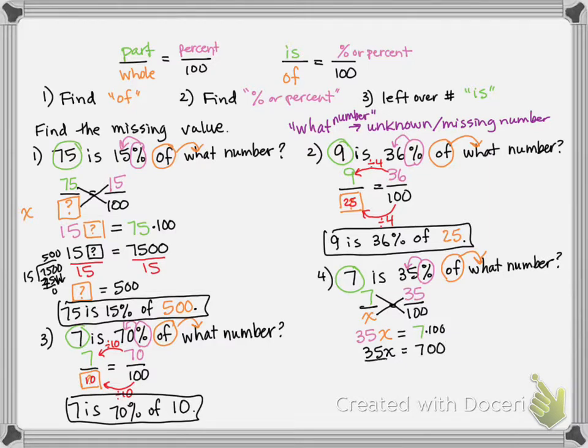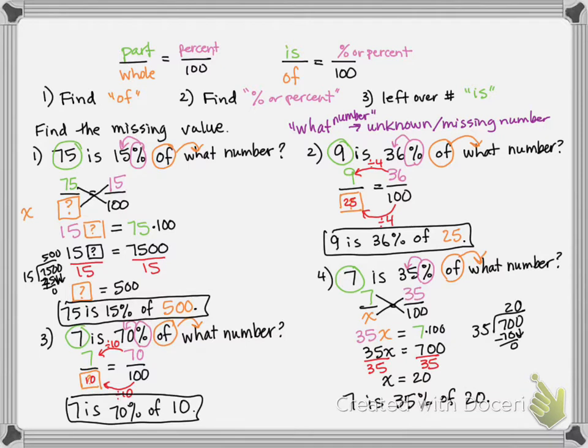So then we're going to divide. Let me change the color there. Go back to red. Divide both sides by 35. Okay, so I know 35 divided by itself is going to give me 1, and 1 times X is X. So over here I'm going to do 35 dividing into 700. 35 goes into 70 twice, evenly, and there's an extra 0, so I have to bring it up. So then I get 20. So then I say for my answer, 7 is 35% of 20.